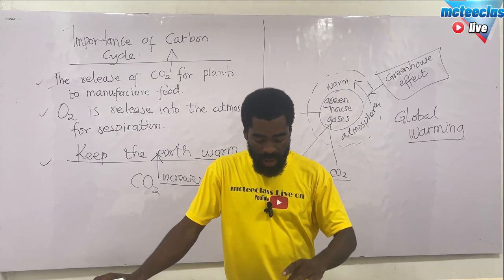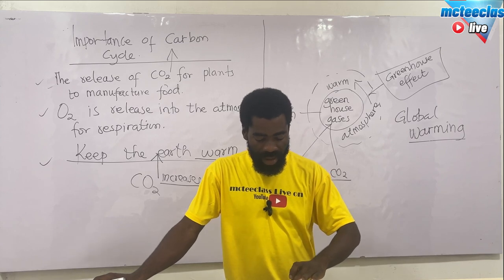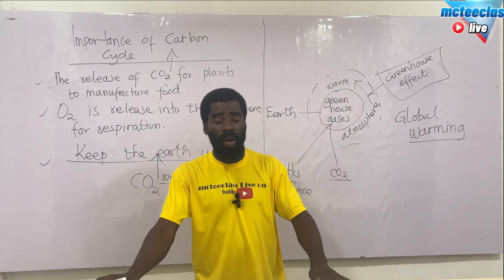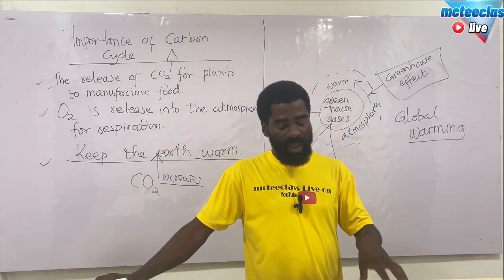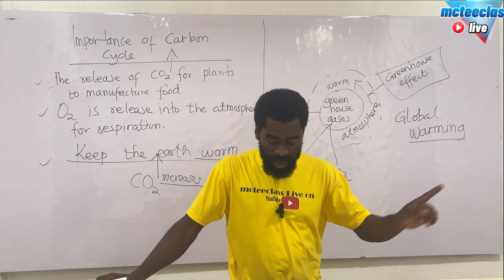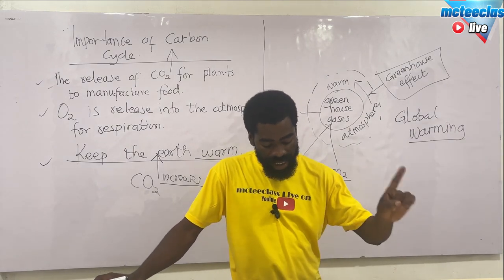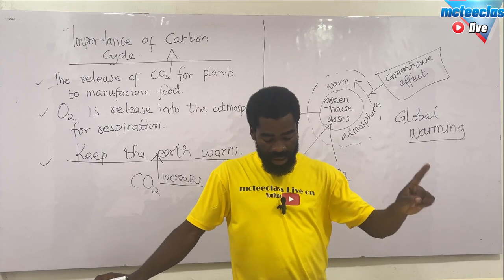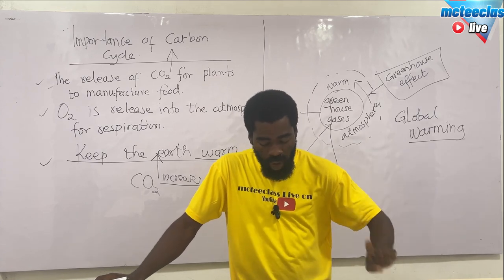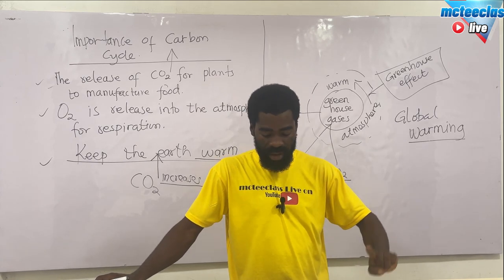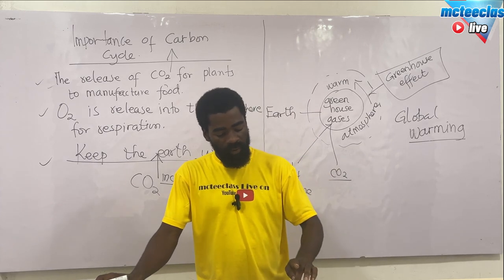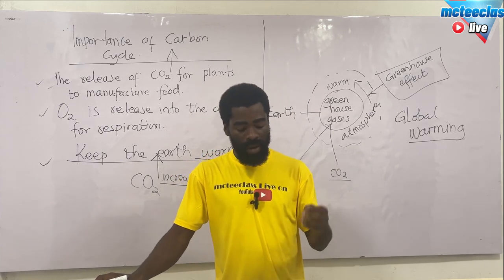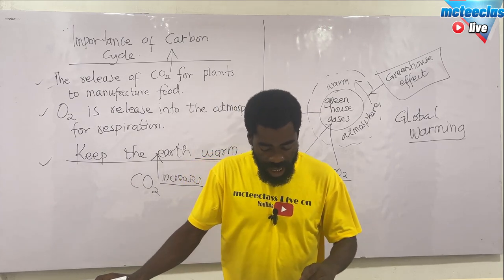Okay, so let's go. Now, causes of global warming. I want us to finish this. We're almost done. What causes global warming? We have bush burning, industrialization, deforestation, and the use of chlorofluorocarbons, CFCs. Volcanoes can also cause that because they also release carbon into the atmosphere.